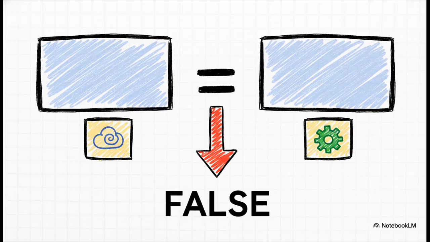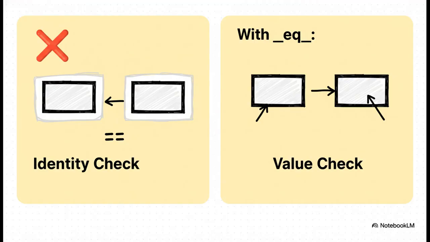And that's because by default, Python isn't comparing their values, it's comparing their identity. It's asking, are these two variables pointing to the exact same spot in memory, not do these two rectangles have the same dimensions? But of course, we can fix this. We can take control by implementing the __eq__ Dunder method. Inside this method, we get to tell Python exactly what it means for two rectangles to be equal. In this case, it means their width and height have to match. And once we do that, bam! The comparison works exactly the way you'd expect.